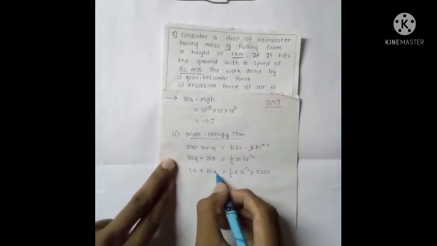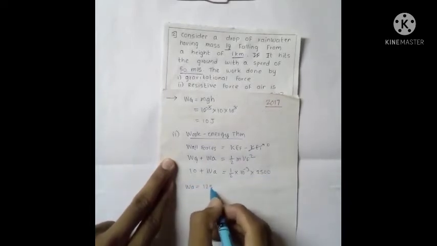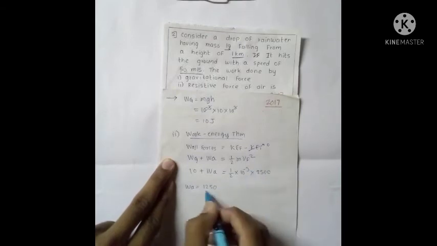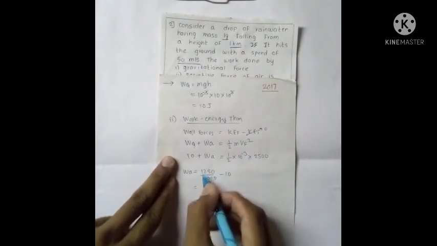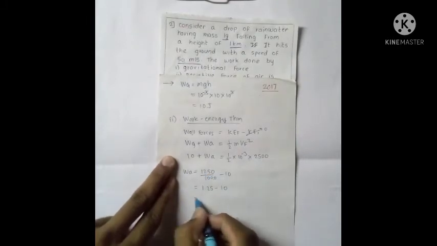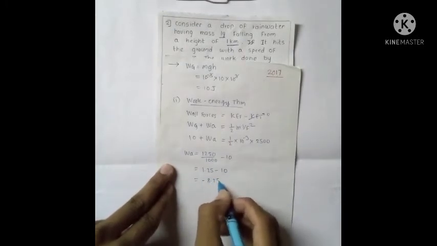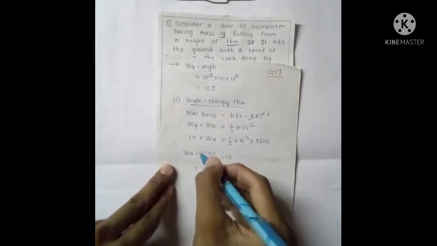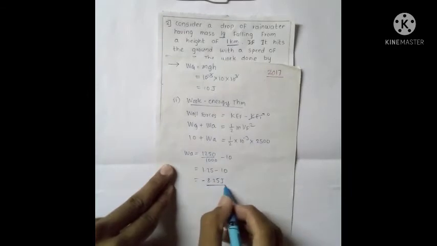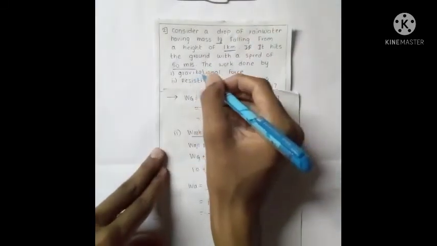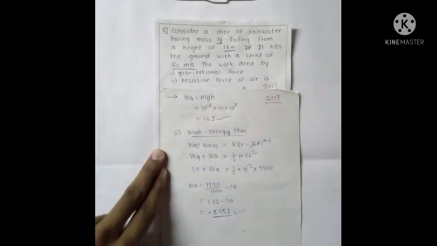So work done by resistive force of air is equal to 1250 into 10 to the power minus 3, that is 1250 upon 1000, minus 10. So it becomes 1.25 minus 10, it is negative. 10 minus 1.25, it is 8.75 joule. As resistive force is acting upwards and displacement of the raindrop is downward, so it is negative. So our first answer is work done by gravitational force 10 joule and work done by resistive force of air is minus 8.25 joule. Thank you.